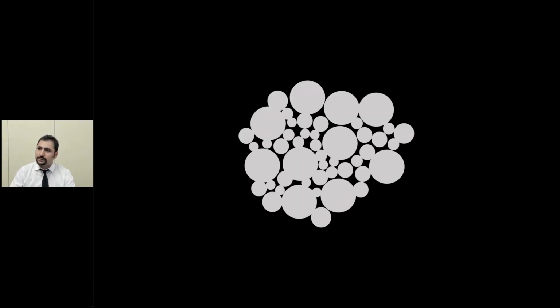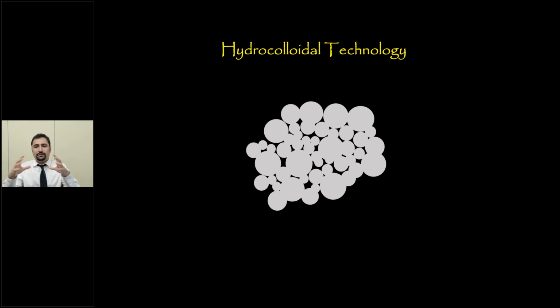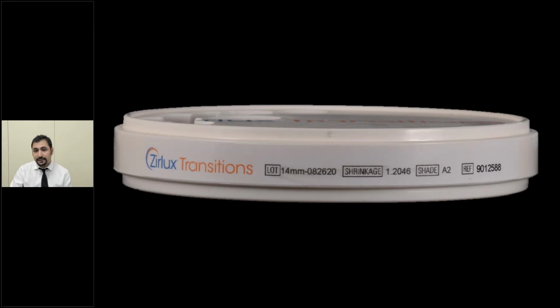Now, what has happened in the Zirlux transition, based on the technology that it has, is that these particles are dense together. Instead of being far apart, they're more densely packed side by side. This technology is able to provide this amount of density, which as a result gives less shrinkage percentage in the zirconia disc. What that means is that we're going to need less zirconia to cut the same prosthesis, because later on it's going to undergo less shrinkage at the end.